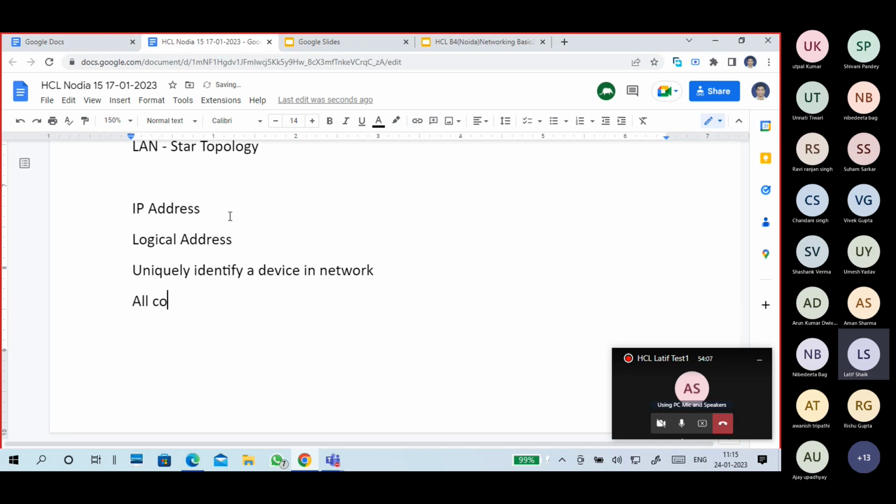Remember always, guys, all communication is by IP address only. Without an IP address, we can't communicate. We cannot communicate with the MAC address. We cannot communicate with names. Compulsorily, we require an IP address, either an IPv4 address or an IPv6 address or both. We cannot communicate with the MAC address or just computer names, device names, domain names. All communications are by IP address only.